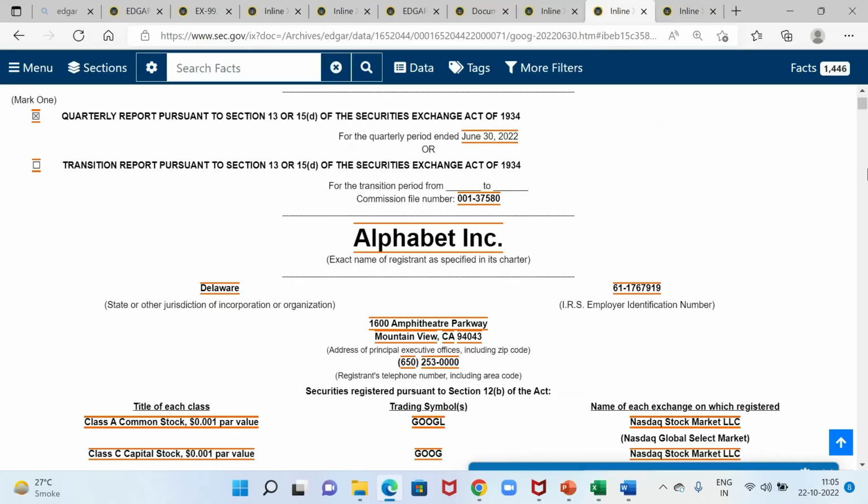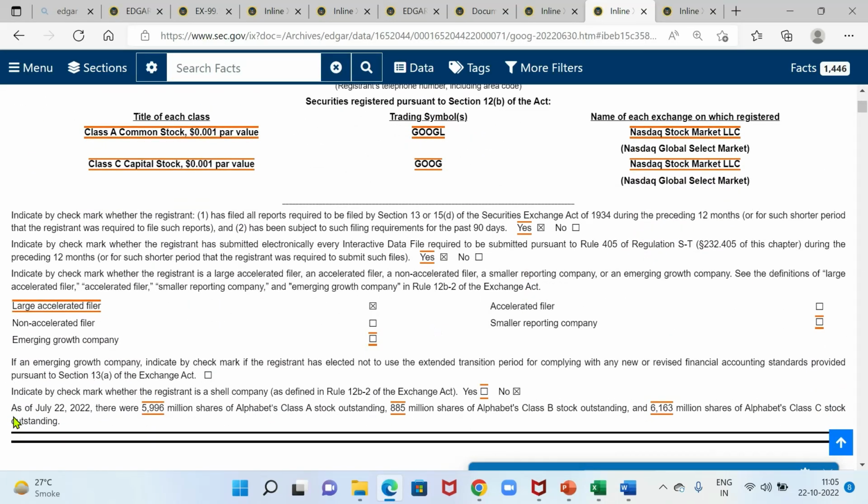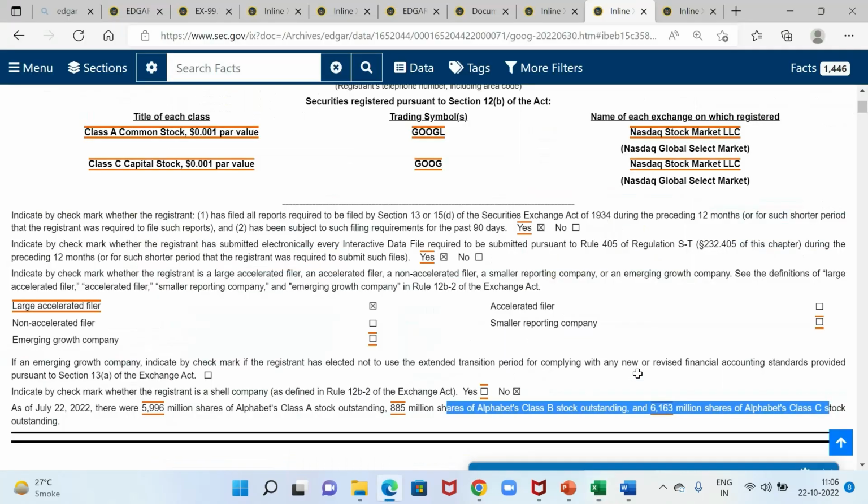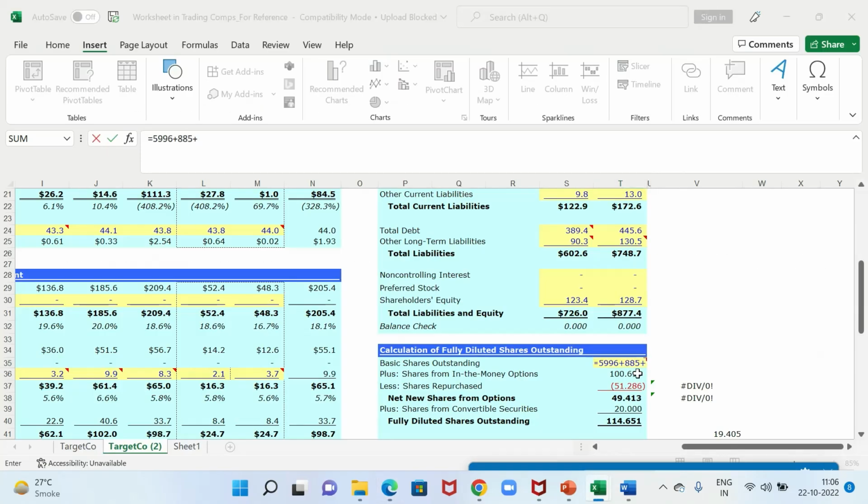So basic shares outstanding are available from the latest filing. There are this many shares outstanding: Class A, Class B, and Class C. We'll have to add all three: 5,996 million, 885 million, and 6,163 million together will give me total shares. So hypothetically, I'll do 5996 plus 885 plus 6163, right?